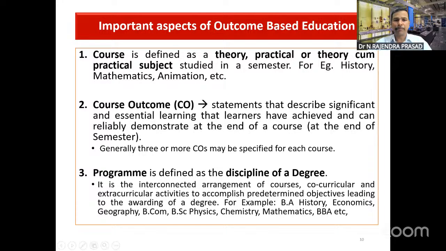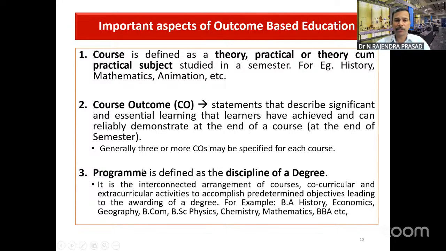So it is a statement, the essential learning that learners have achieved. And by means of that, he has the capability to demonstrate something. That is the course outcome. Usually, 3 or more course outcomes will be prescribed for a particular course.